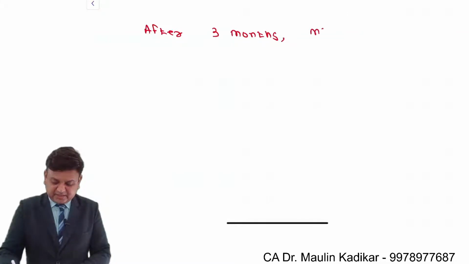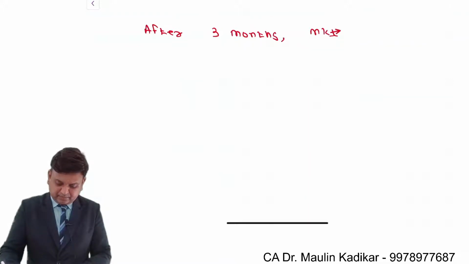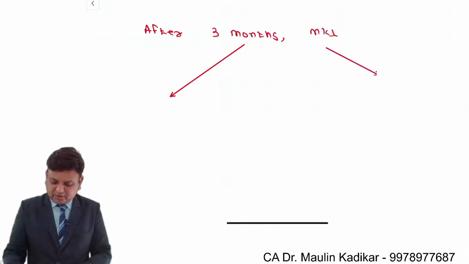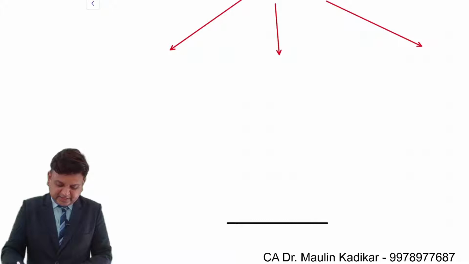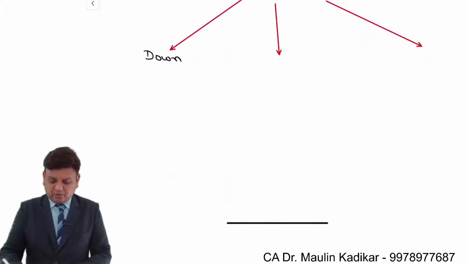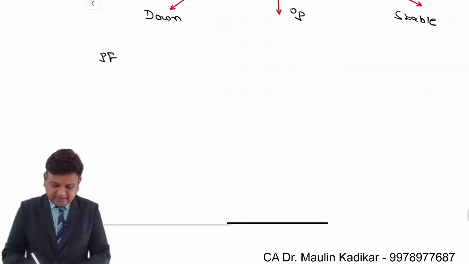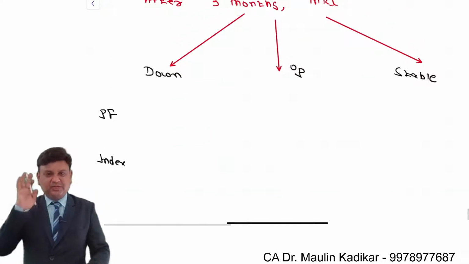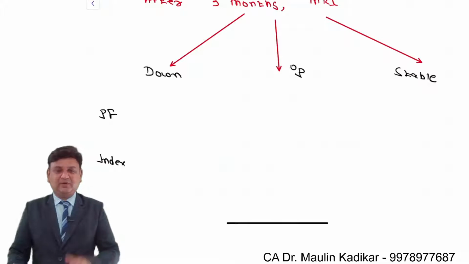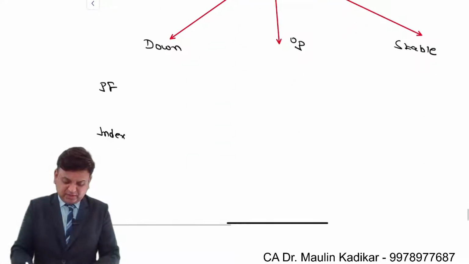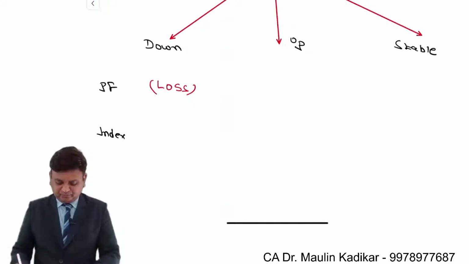Now, after 3 months, we understand that the market might have gone down, might have gone up, or it may remain stable. One of the three possibilities is there. The market may go down as per your expectation, it may go up against your expectation, and it may remain stable. Now your portfolio and index. We understand logically that if the market has gone down, then your portfolio also has gone down, because your portfolio is a diversified portfolio. That is the reason, if the market has gone down, then your portfolio has also gone down, and over here you will be incurring a loss. This is what we understand.